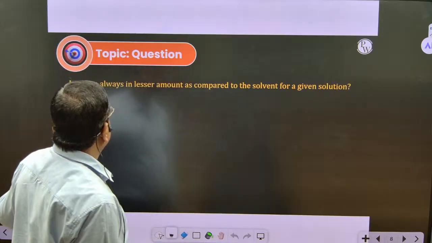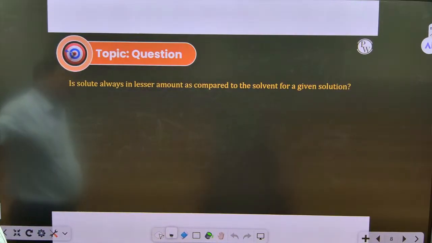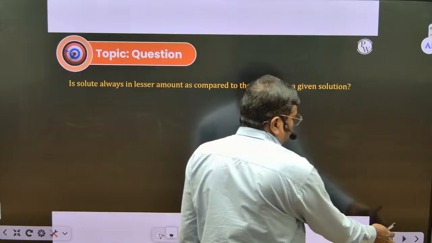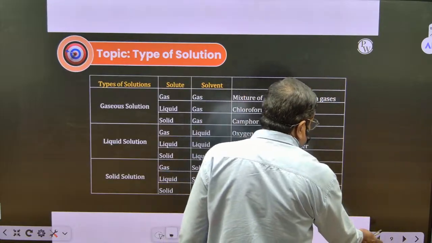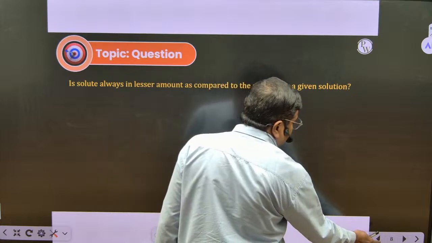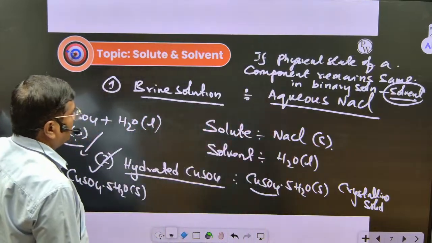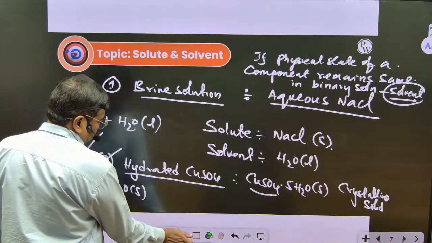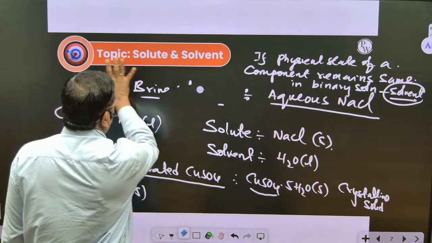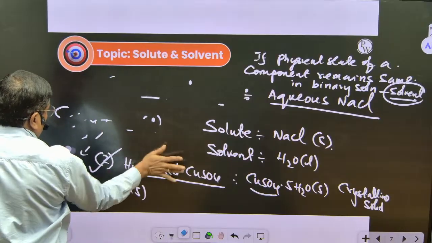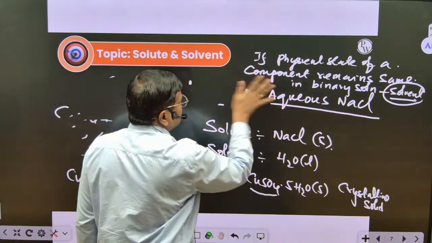Now tell me, is solute always in lesser amount as compared to solvent for a given solution? It is not hard and fast. Generally what we take is that the lesser amount is the solute and the larger amount is the solvent. And next our discussion will be types of solution. Let us discuss the next heading, types of solution. Are you following, students, all of you? Write the heading, types of solution.